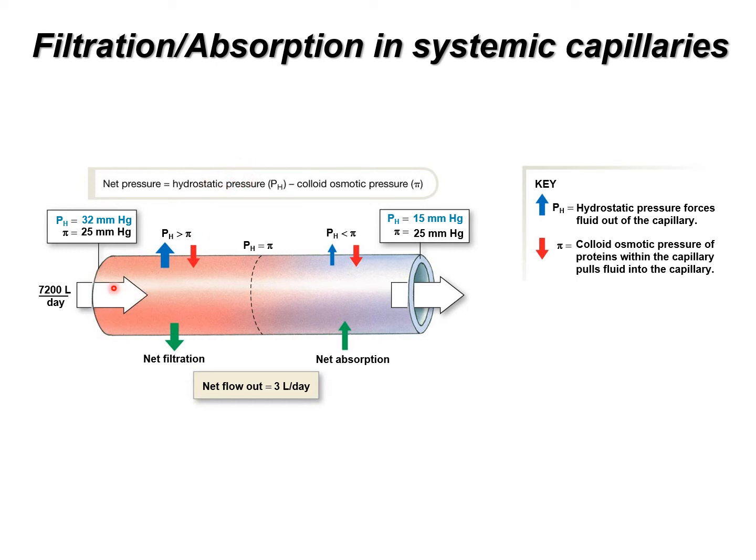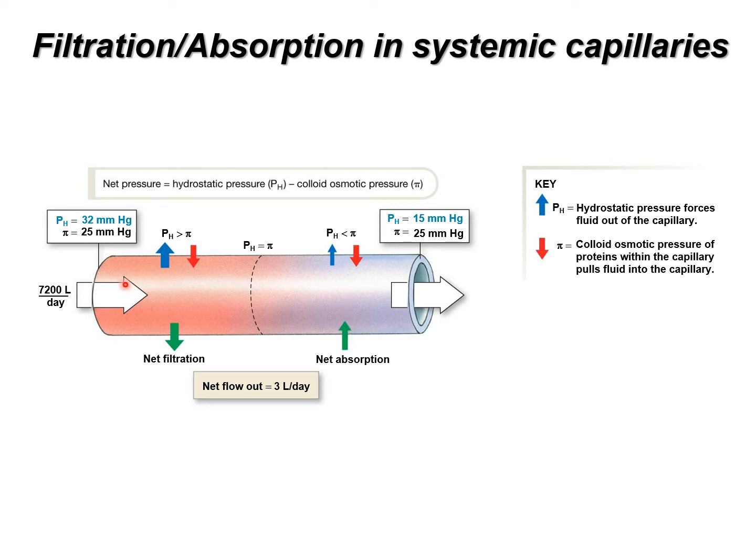That's the force of the plasma pushing against the walls of the capillary, and it's relatively high. The Greek letter pi, you can see it here and here and here and here. That Greek letter pi is colloid osmotic pressure. That is the osmotic pressure that wants to pull fluid out of the tissues back into the capillary. That would be the absorptive force.